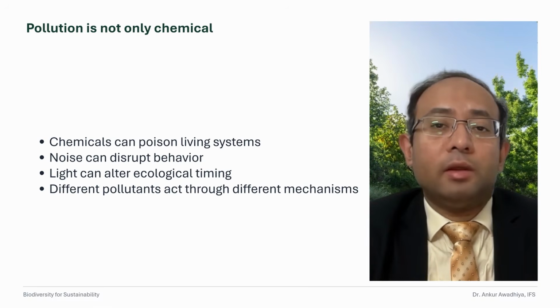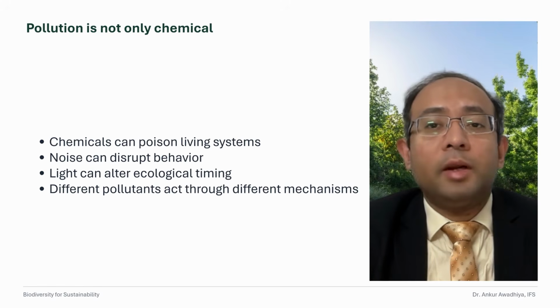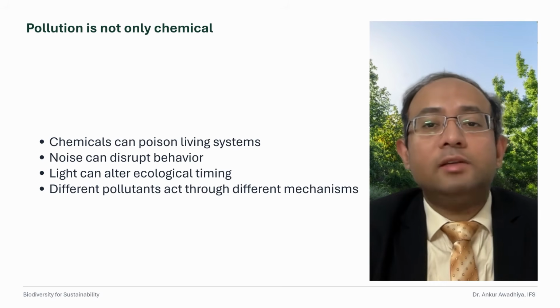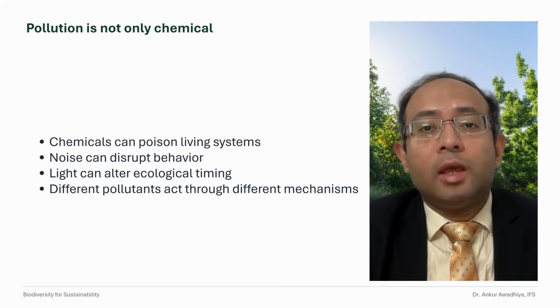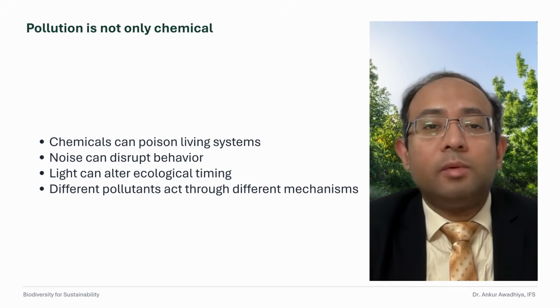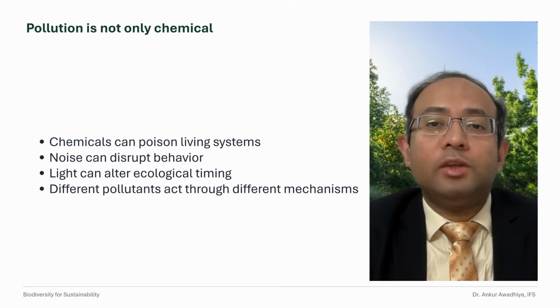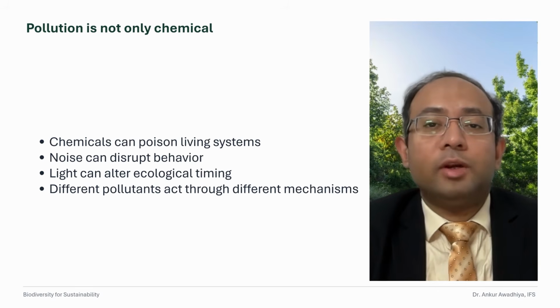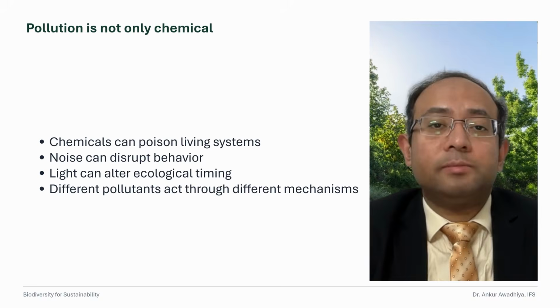Pollution is not only chemical. Chemicals can poison living systems through direct toxicity, but noise disrupts behavior and communication. Light alters ecological timing and orientation. These non-chemical forms act through different mechanisms, but the outcome is still ecological stress and potential biodiversity damage. This broader understanding prevents us from treating pollution only as a toxicology question. It is an ecological question that spans physiology, behavior, and community dynamics.